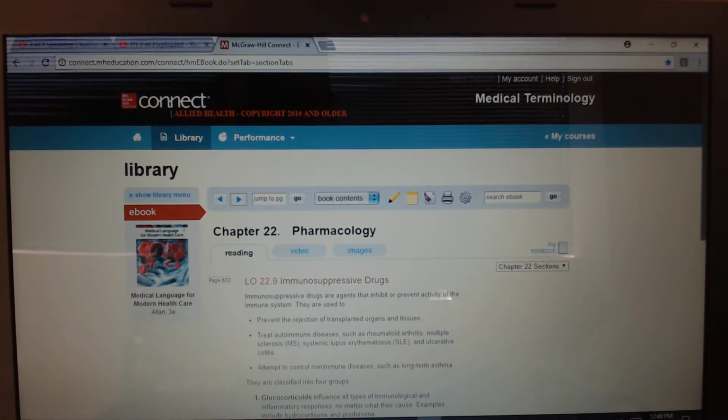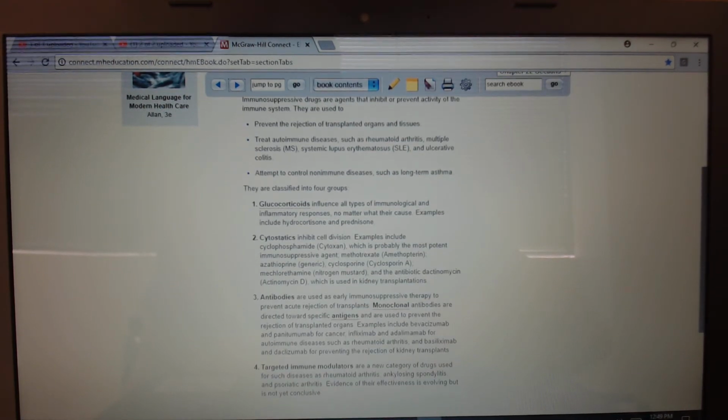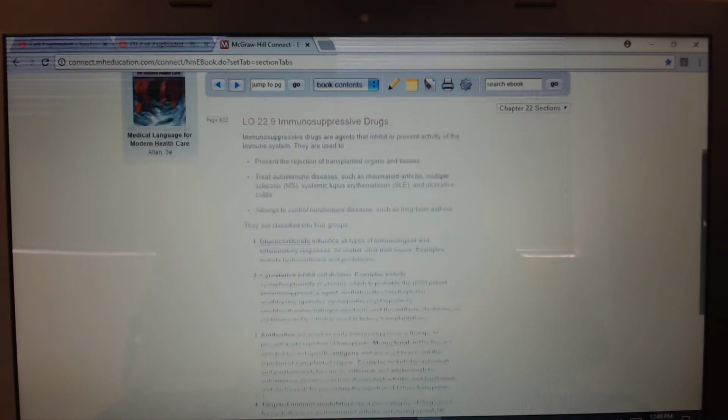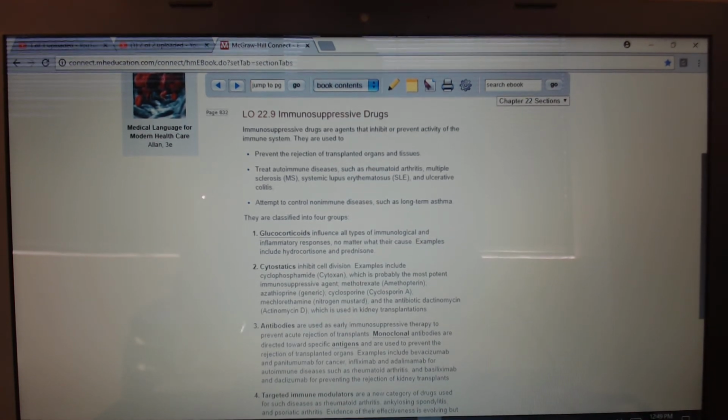Immunosuppressive drugs. Immunosuppressive drugs are agents that inhibit or prevent activity of the immune system. They're used to prevent the rejection of transplanted organs and tissues, and to treat autoimmune diseases such as rheumatoid arthritis, multiple sclerosis, systemic lupus erythematosus, and ulcerative colitis.